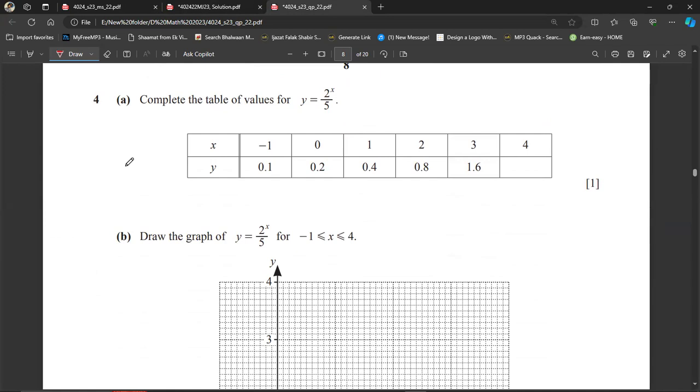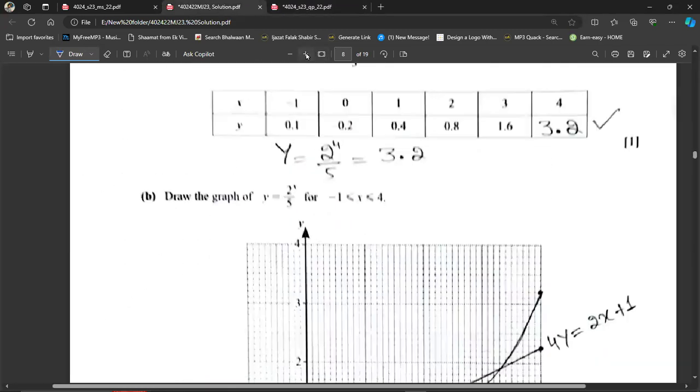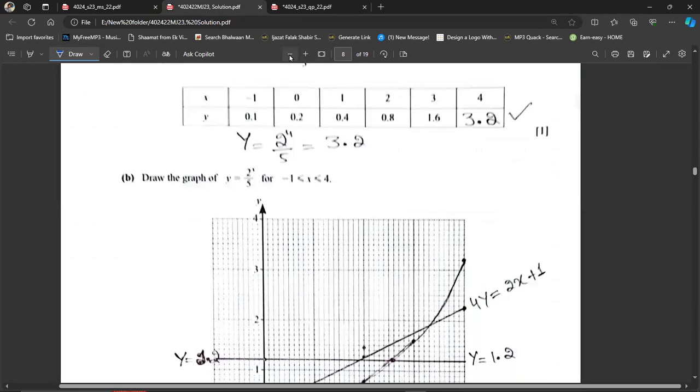Here the equation for a function is given: y is equal to 2 raised to power x divided by 5. And here one value in this table is missing. When x is 4, what is the value of y? Simply, in this equation, wherever you have the x, substitute that value, and you will be able to find it. So y is equal to 2 raised to power 4 divided by 5, and that will be 3.2.